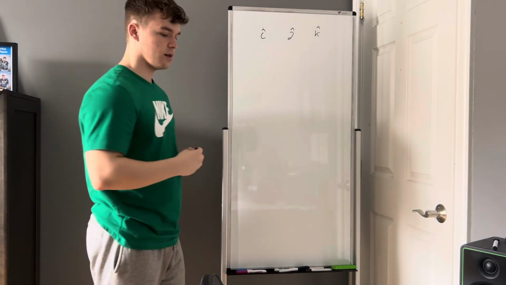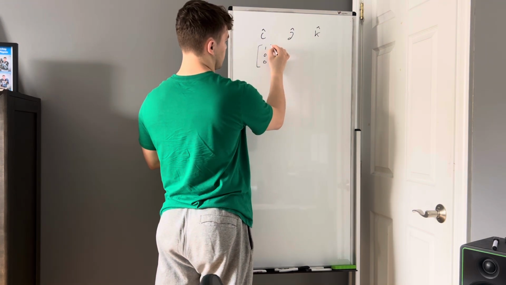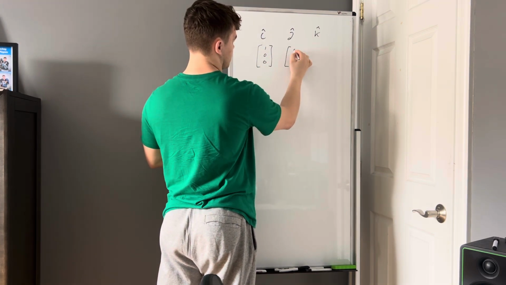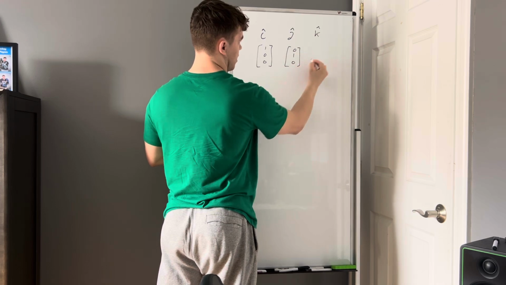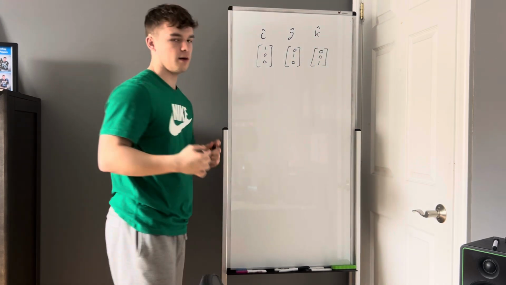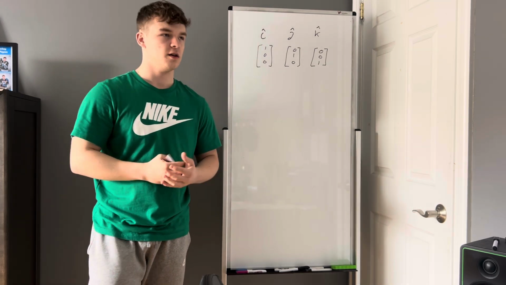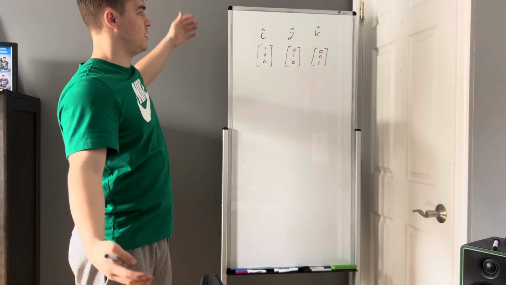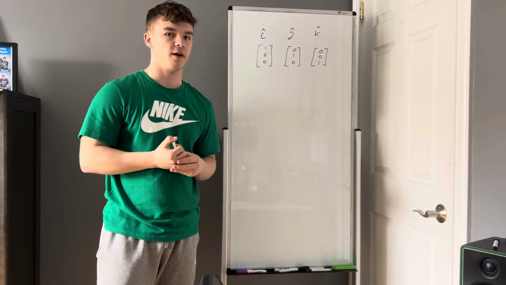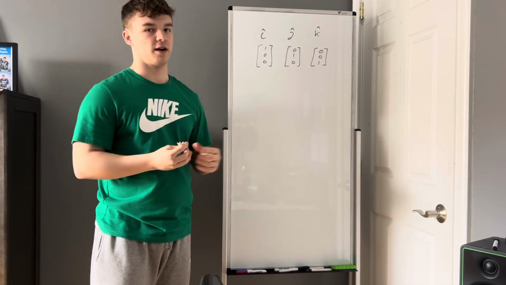This basis, if we want to write it in its vector form, I is 1, 0, 0, J is 0, 1, 0, and K is 0, 0, 1. This forms a basis for 3D space. So all of the space that we find ourselves in, we can represent any point in the 3D space using these vectors.